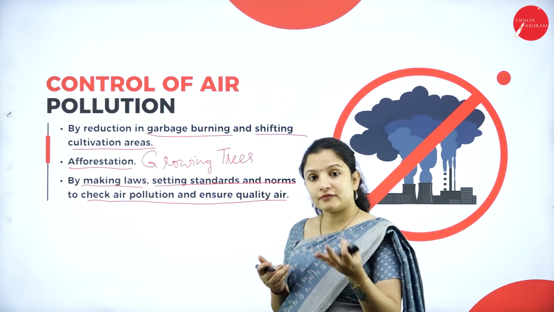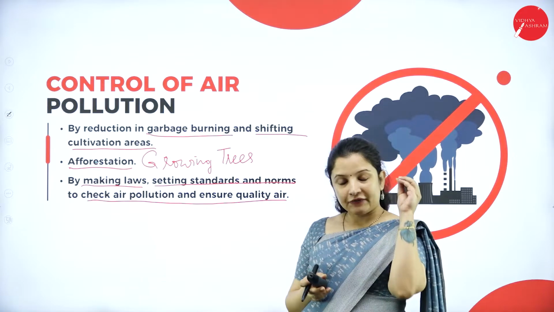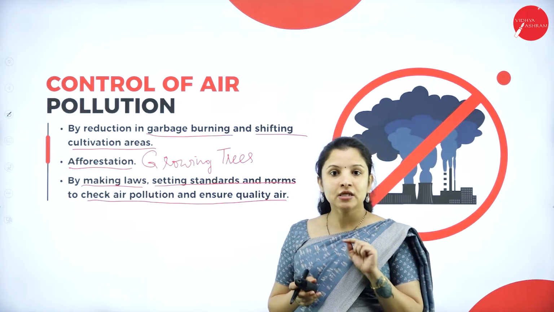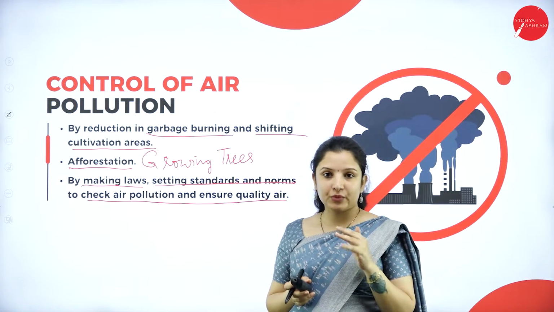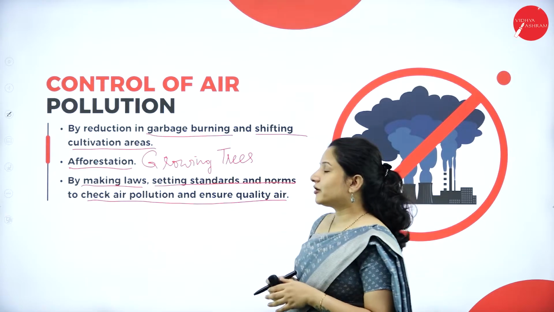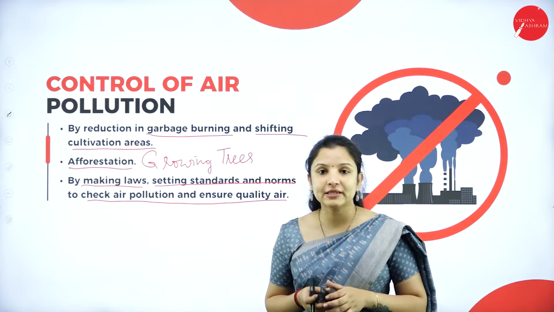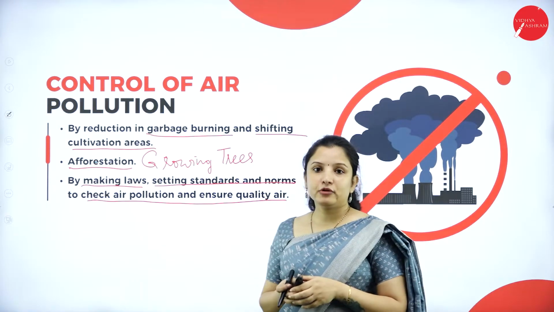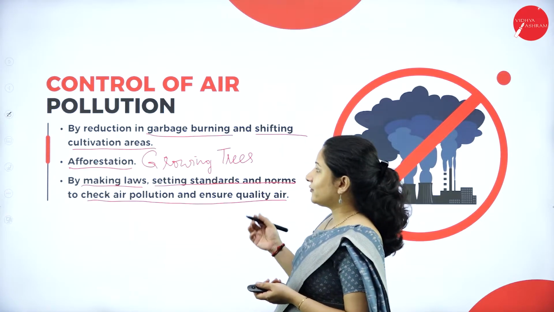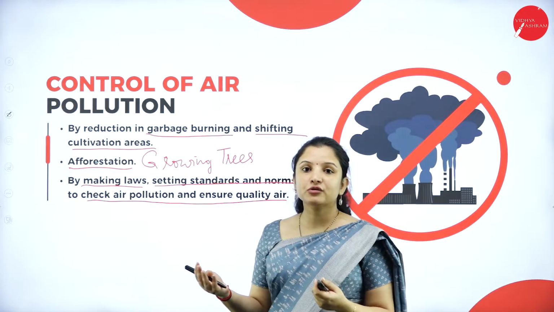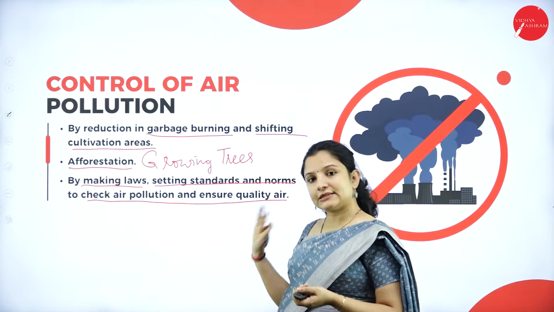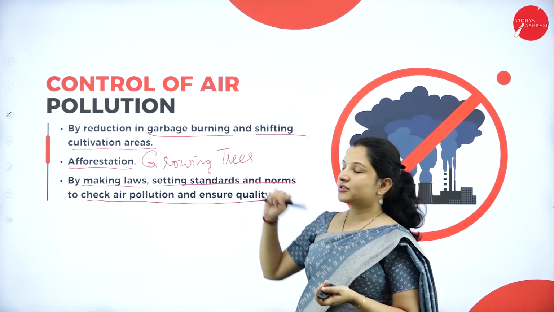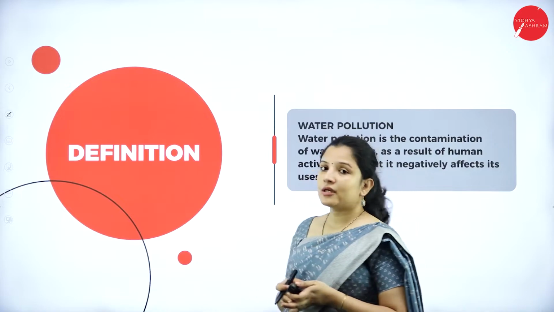For example, if chimneys in factories have to be of a certain height, then they have to be of that height only, not an inch lesser than that. If such strict laws and standards are set up, then obviously people will not have any option but to follow them, and therefore air pollution will automatically be brought under control. Otherwise, let's try to be good citizens of the country and think of curbing air pollution by following some of the procedures that I told you before. So that is about air pollution.